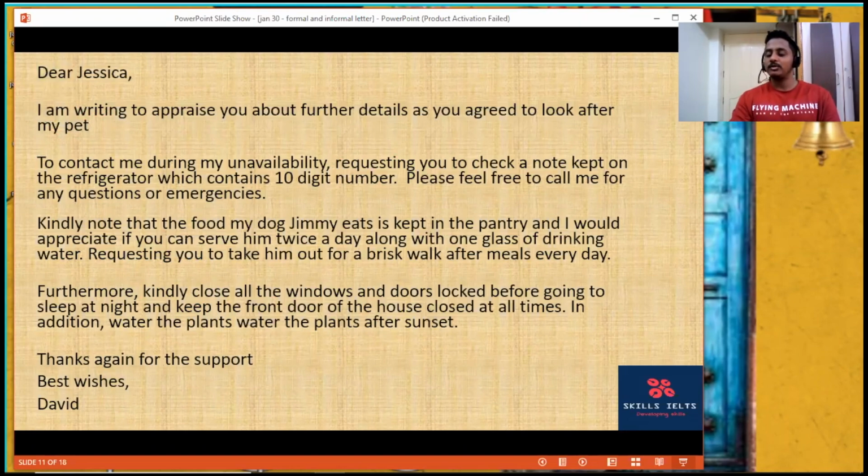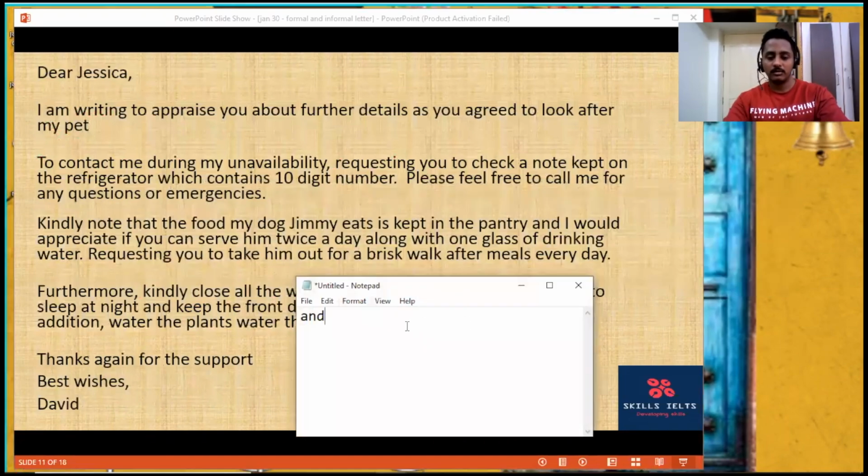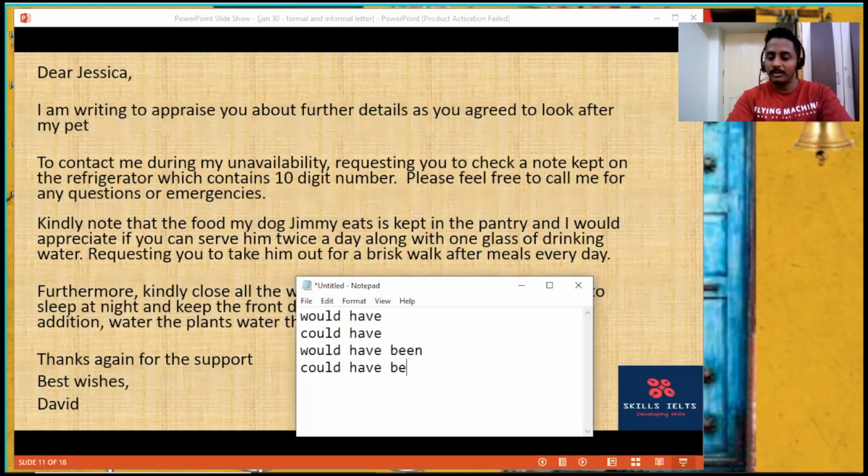Can we have a session on how to correctly use would have, could have, would have been? You're talking about active versus passive voice. That's it. Could have been, must have been.